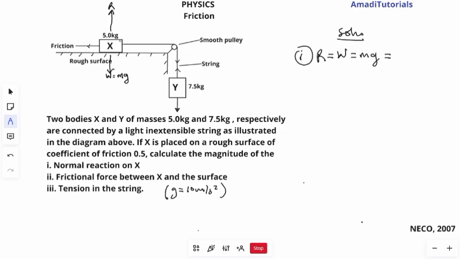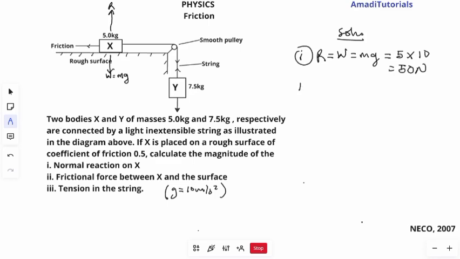And the mass of that body is 5.0 kg, which is the same thing as saying 5 times acceleration due to gravity, which is 10. So you now have what? 50 Newton. So the normal reaction on X, on that mass, is 50 Newton.